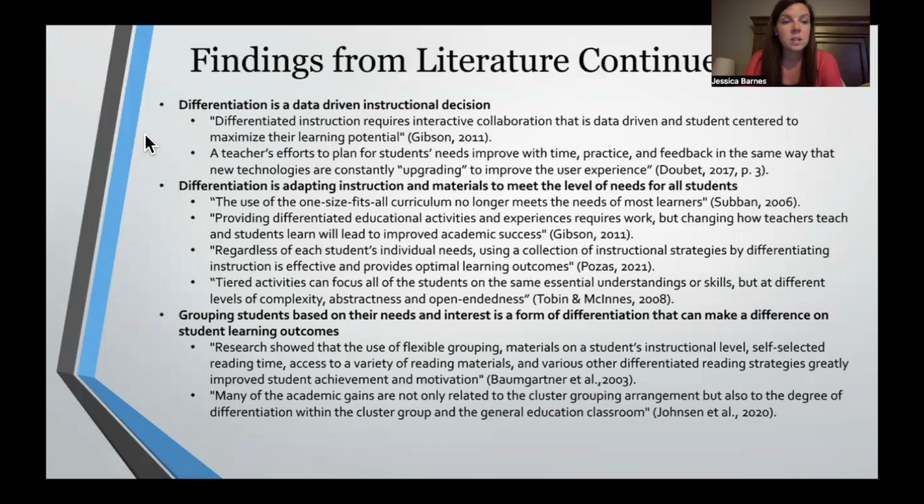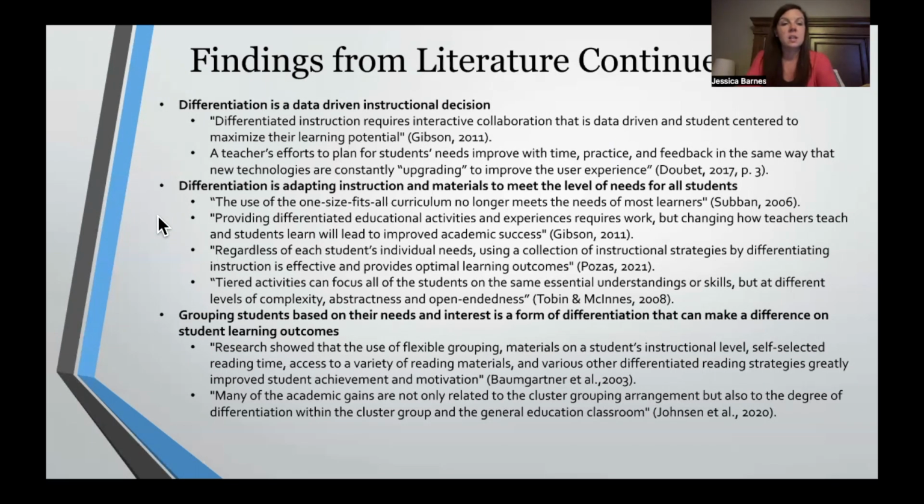The fourth area is that differentiation is a data-driven instructional decision. Differentiated instruction requires interactive collaboration that is data-driven and student-centered to maximize their learning potential. A teacher's efforts to plan for students' needs improve with time, practice, and feedback, in the same way that new technologies are constantly upgrading to improve the user experience.